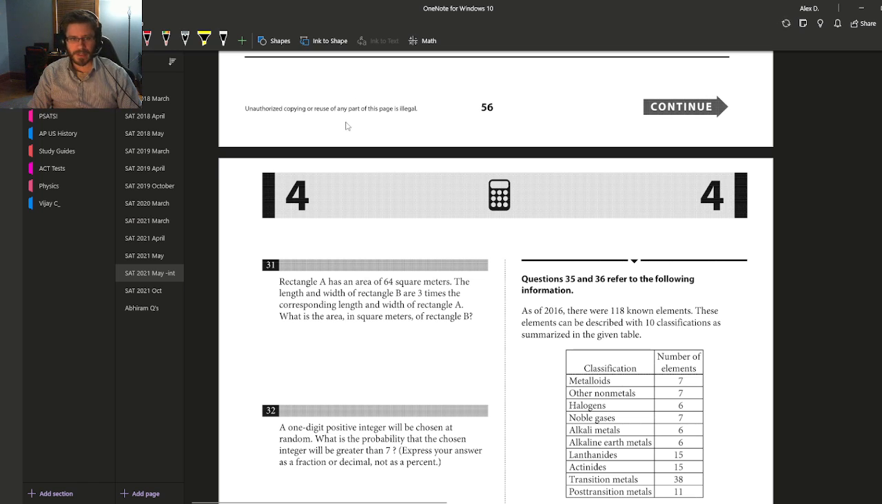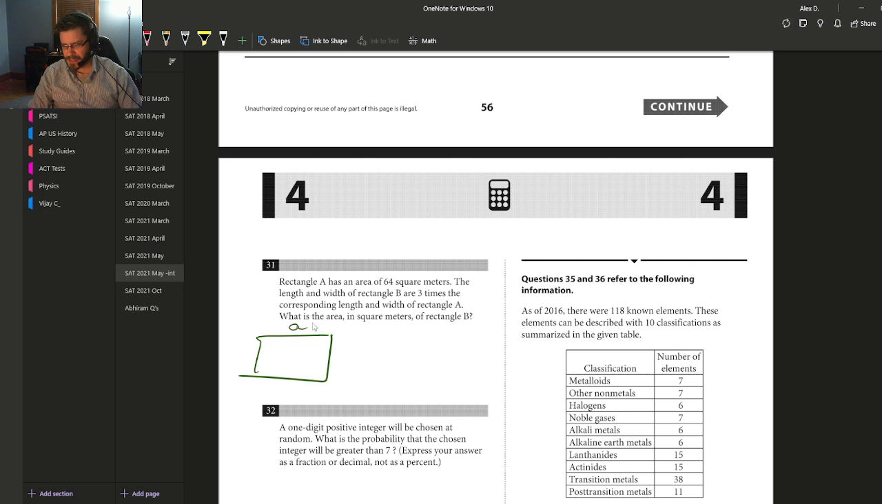Doing the calculator part in 30 minutes. Hooray. Less than 30 minutes. A rectangle has an area. The length and the width are 3 times, what is the area? Okay. Probably whatever 64 times 9 is, my guess.